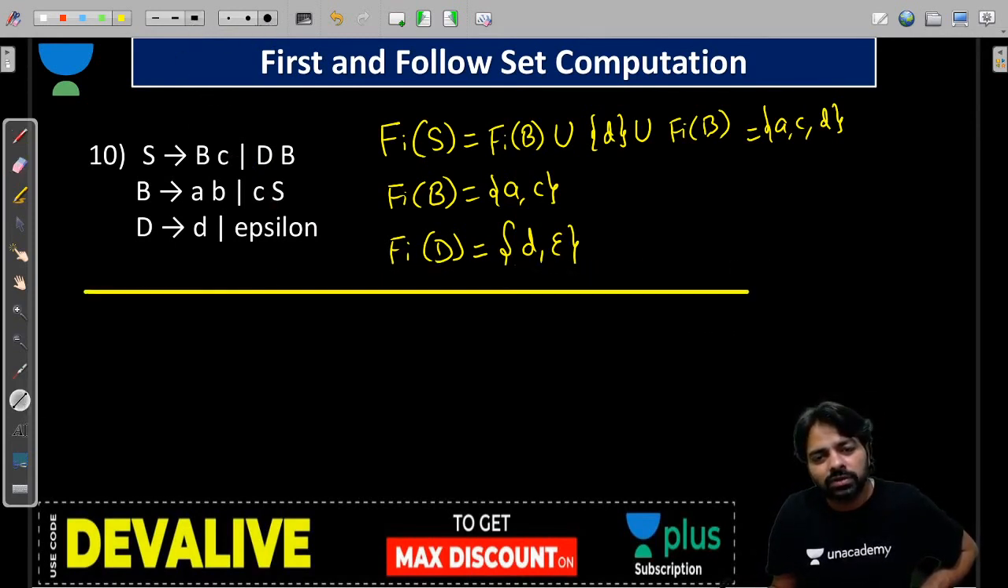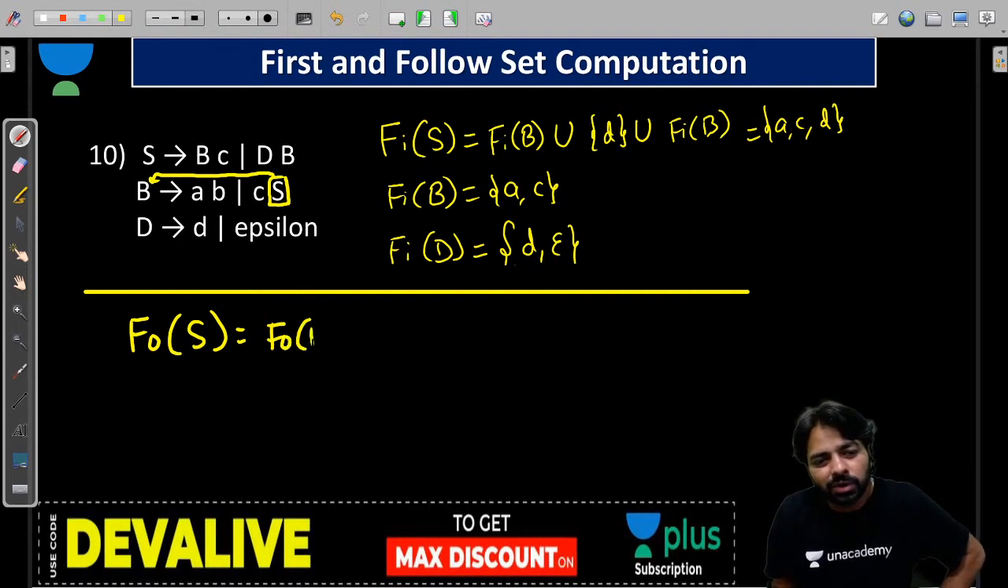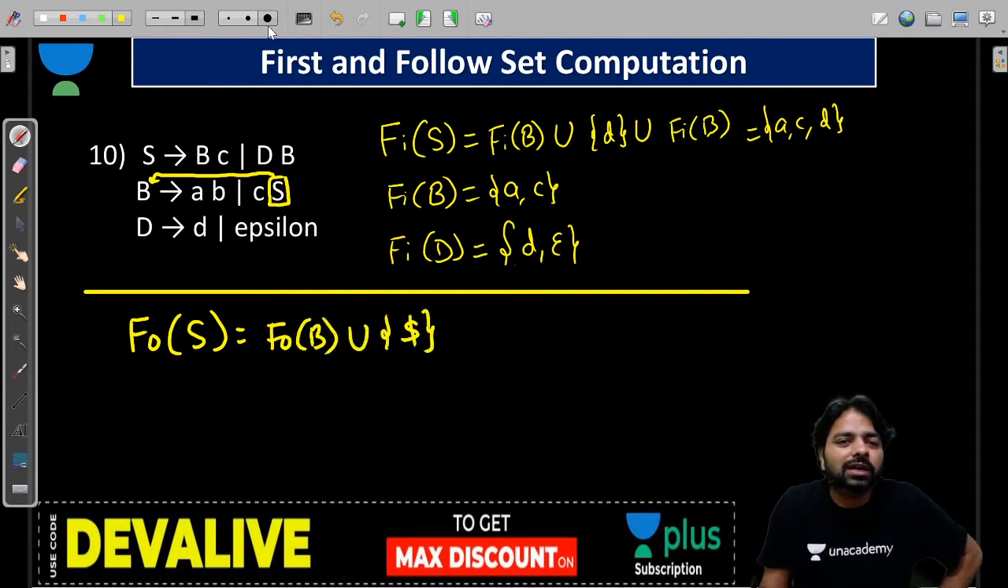Now compute the follow set, guys. Follow of S. Look, S is here. So it depends on follow of B. We have not computed that yet, we will come back here after computing it. That's all, and we will do that later.